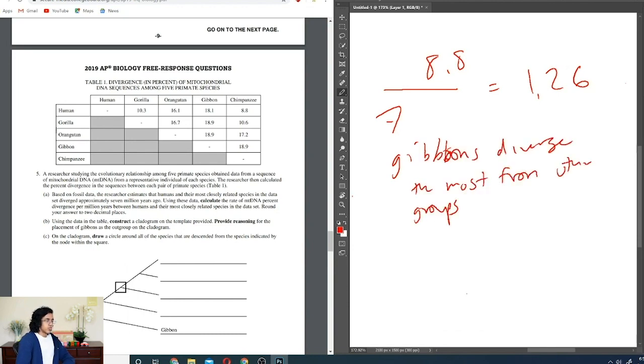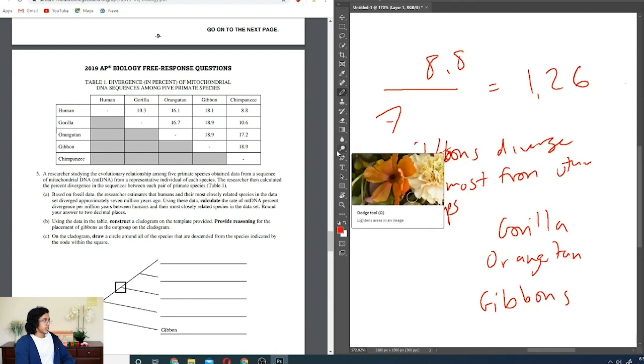Okay, so we're basically going to do it in increasing similarity to humans. So orangutan is 16, gorilla is, let's see, where's gorilla? Gorilla is 16, 18, 10. Oh, this is so confusing. Why can't they just fill out the whole thing? So 16, 18, 17. 16, 18, 10. What's the last one? 10. So orangutan, then gorilla. And then chimpanzee is 8, 10, 17, 18.